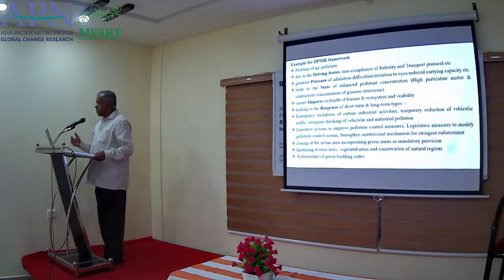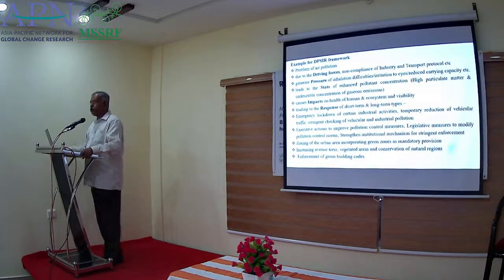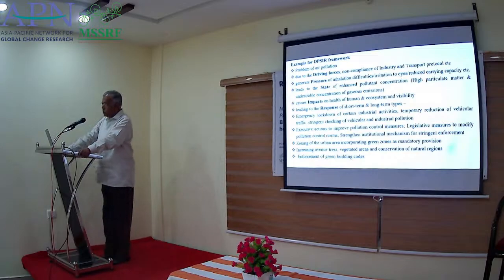Now, what are the other measures? Executive actions to improve pollution control measures, legislative measures to modify the pollution control norms, strengthen institutional mechanisms for stringent enforcement. Maybe you will have to have more people on the road to check the vehicles. You may have to have a better instrument system for monitoring air pollution, things like that. Then zoning of urban areas, incorporating green zones and mandatory provisions.